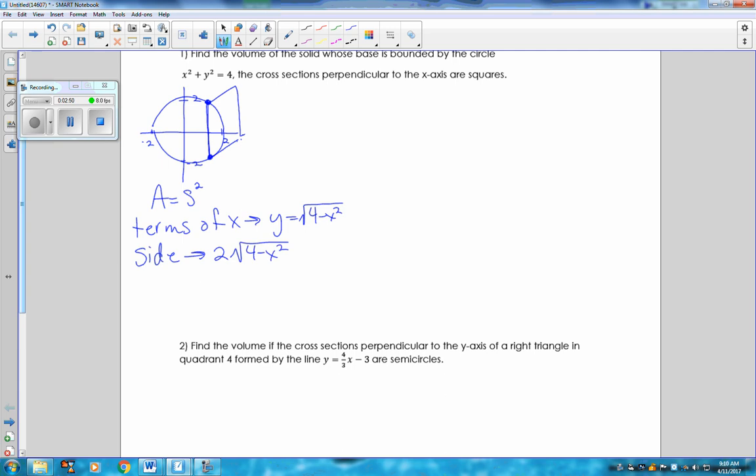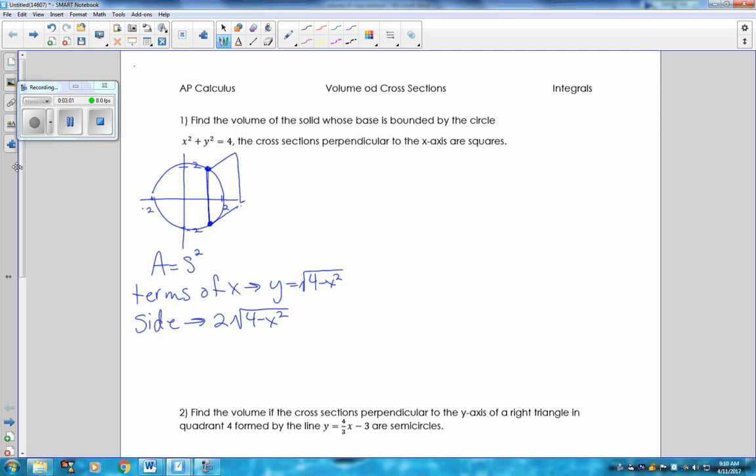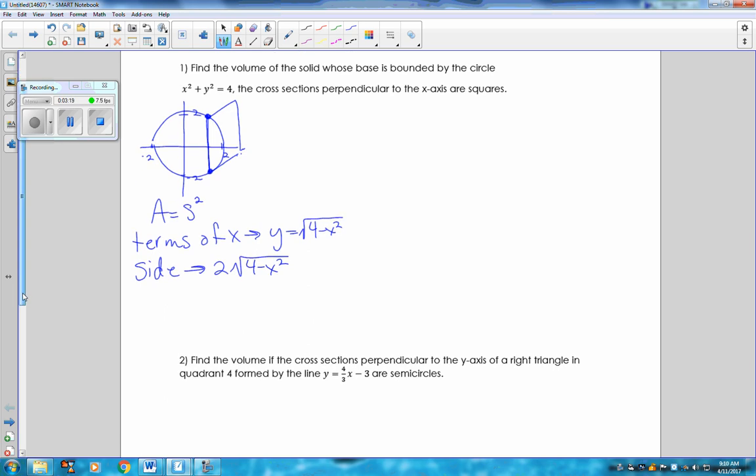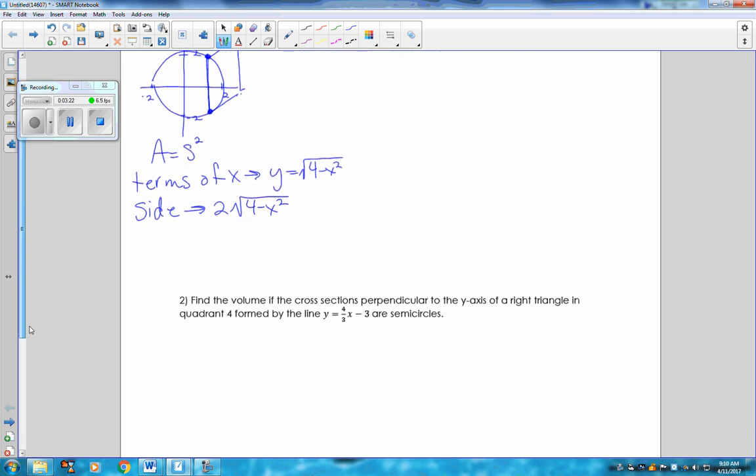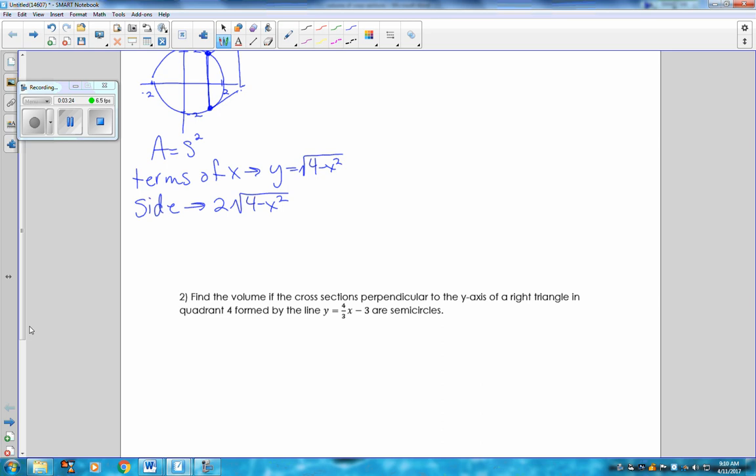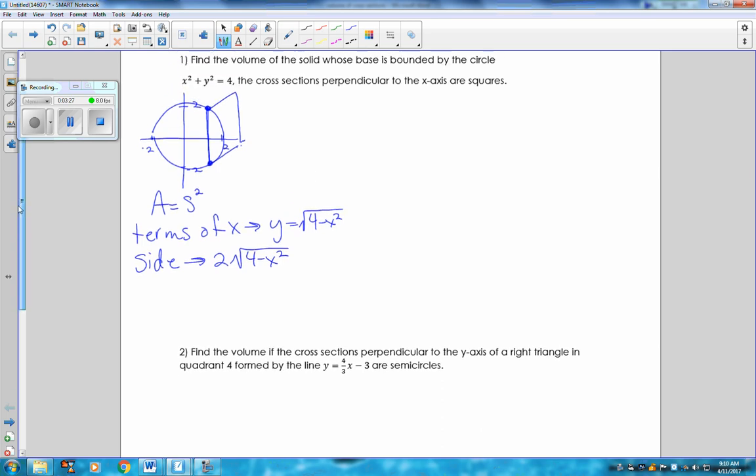Okay, so now how would you set up the volume for that? Write your equation for the volume now. Let me remind you that for cross sections, volume is the integration from something to something of the area, d whatever, x or dy. And I have the area, side squared. So for your equation, anybody want to call it out?